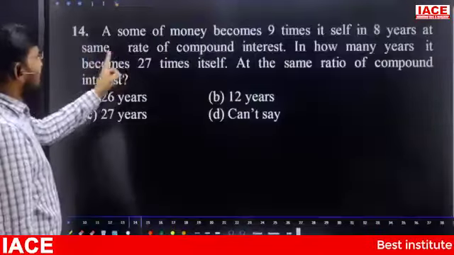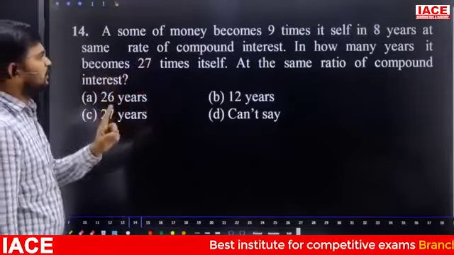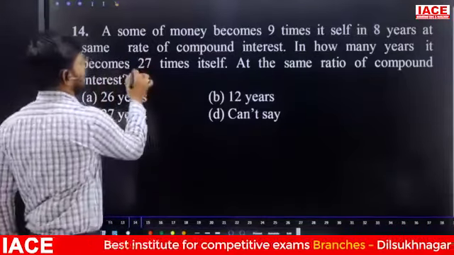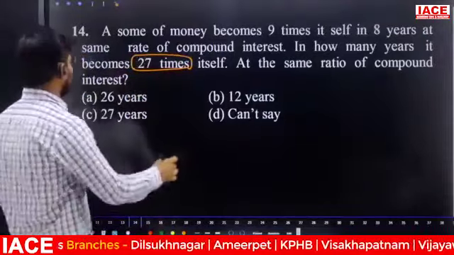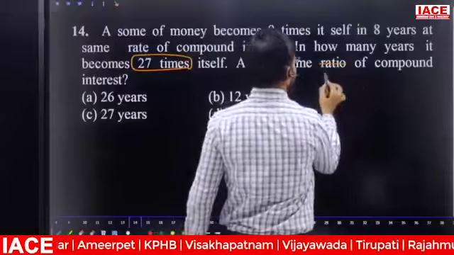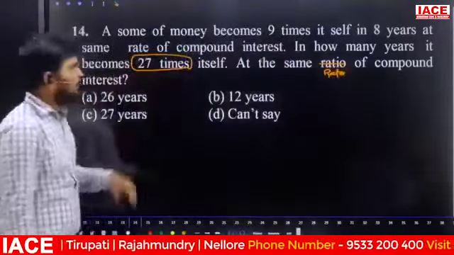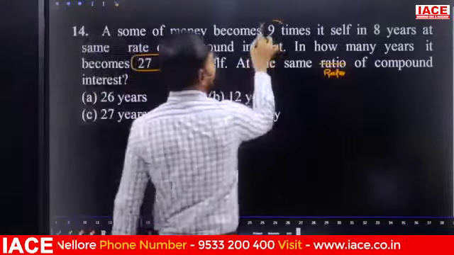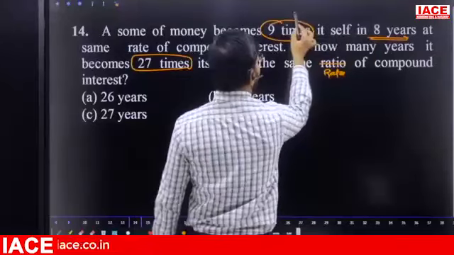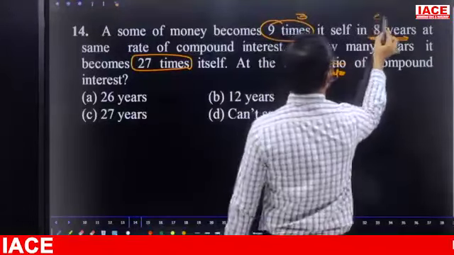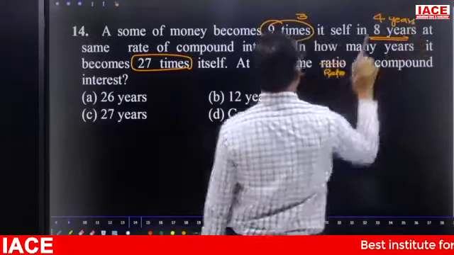ఓకేనండి. అదే ఏ సమ్ ఆఫ్ మనీ బికమ్స్ 9 times itself in 8 years at same rate of compound interest. In how many years it becomes 27 times at the same rate of compound interest? Look at me, all of you. So 9 times itself in 8 years, definitely 3 times itself in 4 years na. Yes or not? 3 times itself in 4 years na. All of you clear andi?